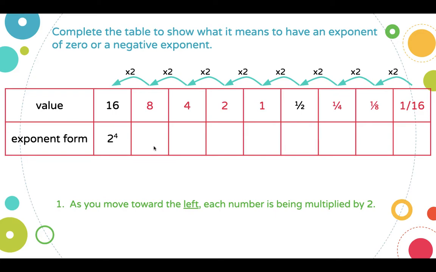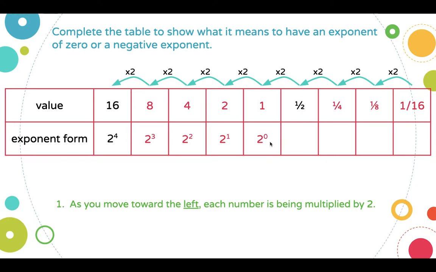So we should notice, moving from left to right, our base is going to stay the same, but our exponent is going to drop down 1. So from 4 it drops down to 3, because 2 times 2 times 2 is 8. 2 to the 2nd power is 4. 2 to the 1st power is 2. 2 to the 0 power is 1. So if you notice, just like in base 10 when we had 10 to the 0 power, it equaled 1. So we can assume that any number to the 0 power is equal to 1.